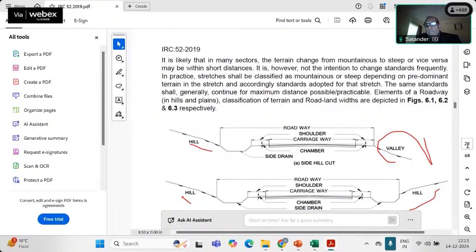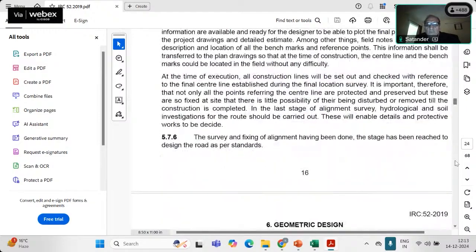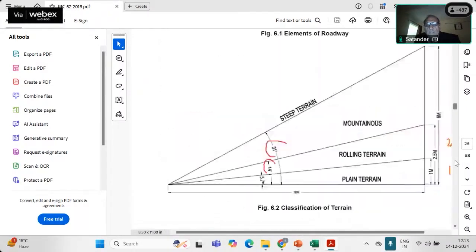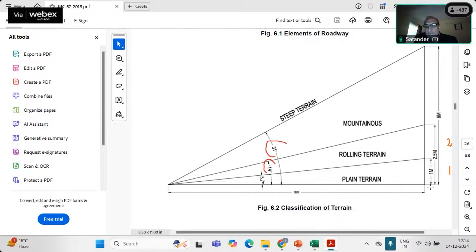You can see camber should be given towards the hill, not towards the valley. If camber is to be given, it is given not towards the valley, it is given towards the hill. Side drain. Here there is no drain. Another thing, this is a picture also. This is the slope given here. If slope is 5.7 degree, it is a plain road. 10 meter by 1 meter.